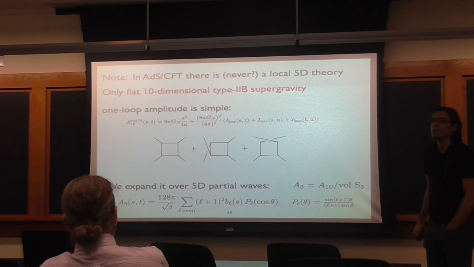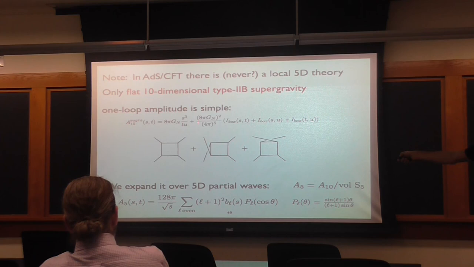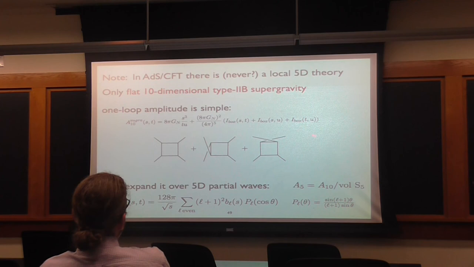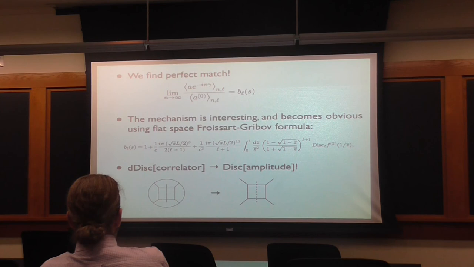String theory. But there's a tree-level graph, and at one loop, you get a sum of three box integrals. You have to integrate them in 10D, you get the result, and we decompose it over 5D partial waves, which is what's supposed to match the 4D conformal blocks. You get some result, and we found a perfect match between one loop type IIB and the CFT calculation.